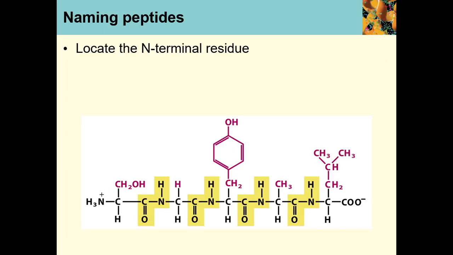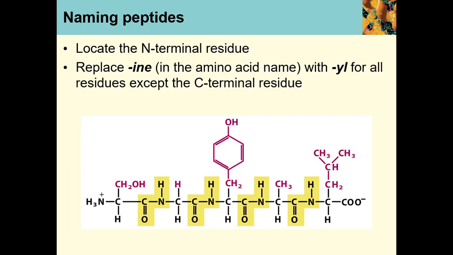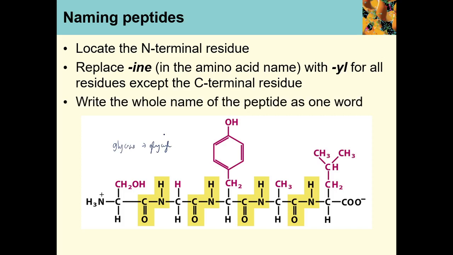So going back, you always locate the N-terminal residue for naming your peptide. After that, you will replace the INE in the amino acid name with IL for all residues except for the C-terminal residue. So let's give an example. If you have glycine, this will now become your glycyl. And we will write the whole name of the peptide as one word. So no spaces in between. So whole word.